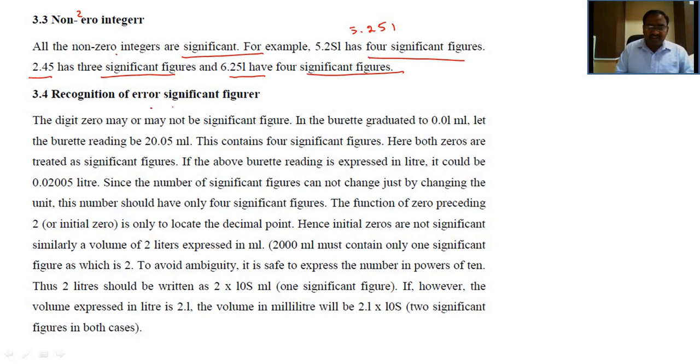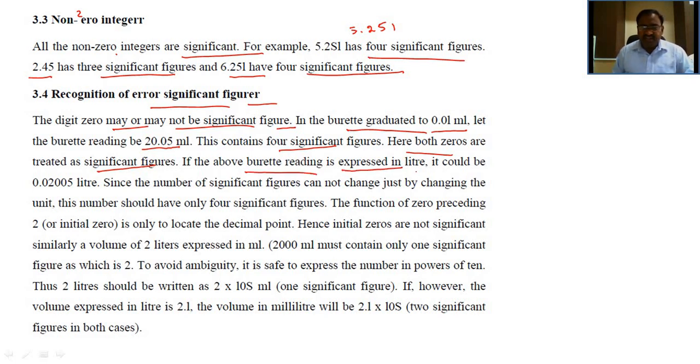Recognition of errors in significant figures. The digit 0 may or may not be significant. If the burette is graduated to 0.01 ml, let the burette reading be 20.05 ml. This contains four significant figures. Here both zeros are treated as significant because the zeros are in between two non-zero digits.